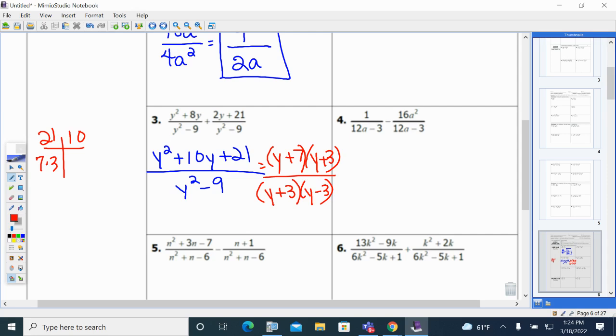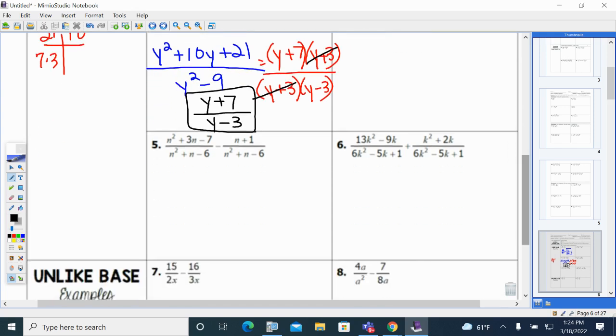Now, just like we learned in lesson number 1, we can cancel common binomial factors as long as one's in the top and one's in the bottom. So my y plus 3's will cancel. And what I have left is y plus 7 over y minus 3. And again, that would be your final answer for number 3. I do want to show you a subtraction, so let's look at number 5.